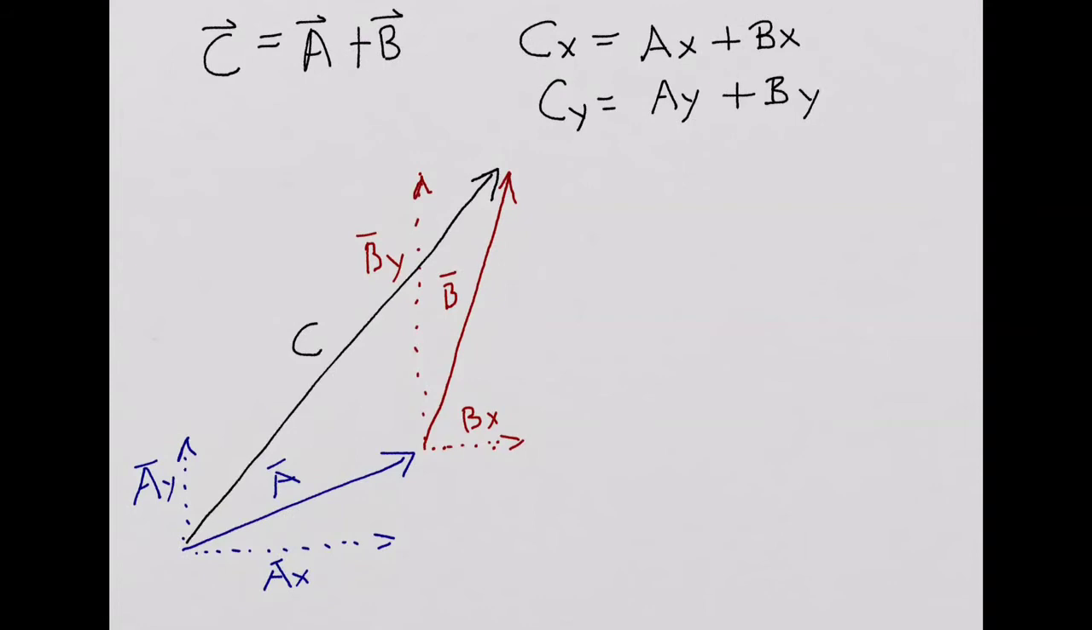So in order to add vectors graphically, I take the vectors and I point them end to end, and the resultant is the sum. In order to add vectors in a quantified manner, I'm going to take their components, AX plus BX, add them together to get a component CX. I'm going to take AY and BY, add them together to get CY.